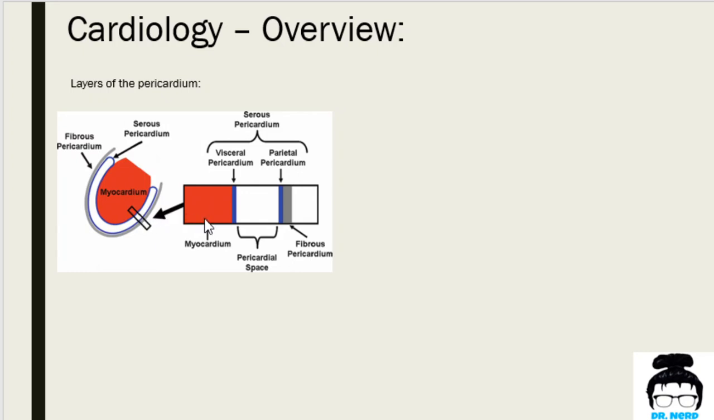Now, if we take a cross section here, we can see myocardium innermost, then visceral pericardium, which is in fact attached to the myocardium, you cannot separate it, and then there is a space in which a fluid is found. It's called the pericardial fluid, and it's there to reduce the friction of the pumping heart. And then there is the parietal pericardium, which is attached to the fibrous pericardium. The fibrous pericardium is an additional layer specifically found in the heart.